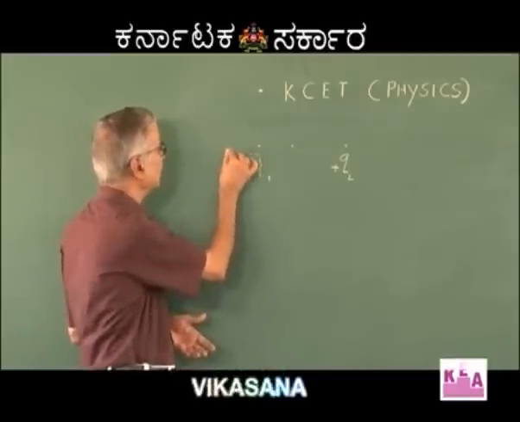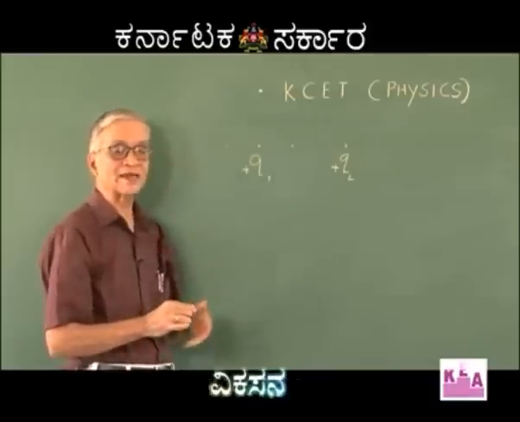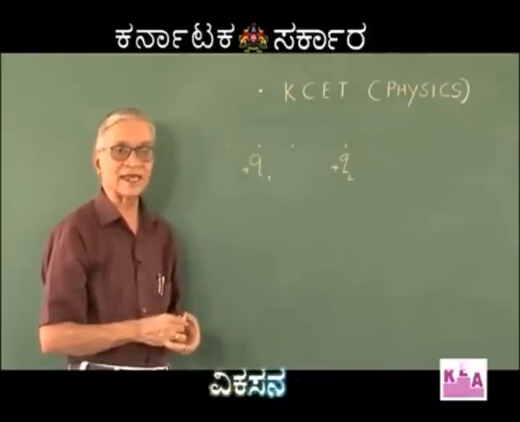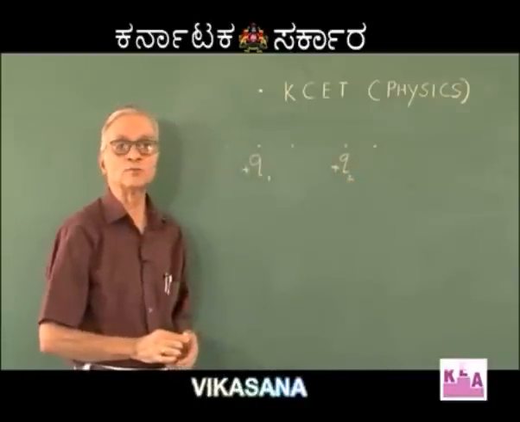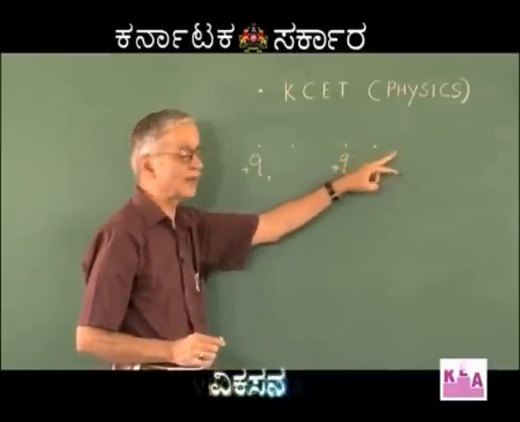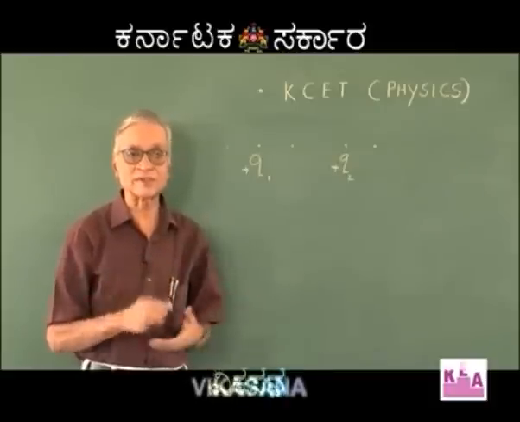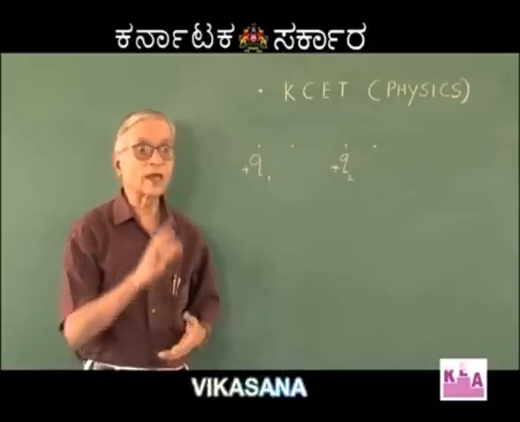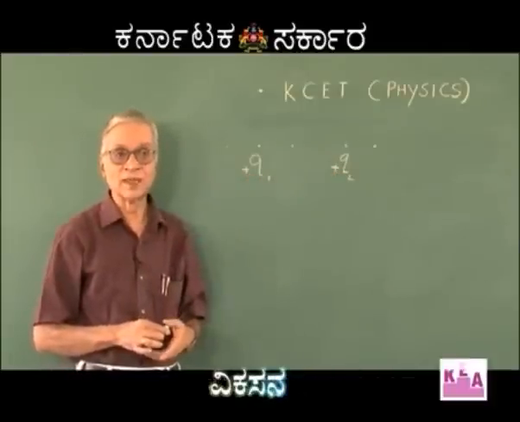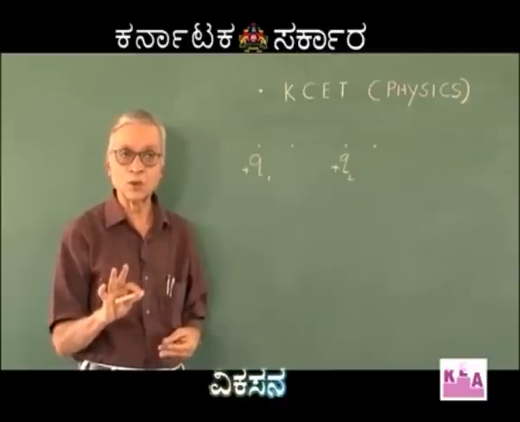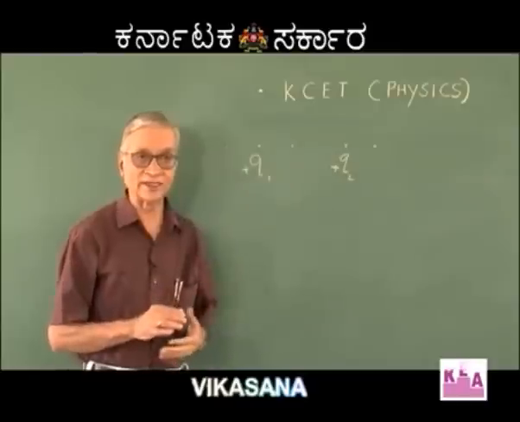If you consider a point to the left of Q1, Q1 will repel, Q2 will repel. Both are in the same direction. The resultant can never be 0. If you consider a point to the right of Q2, once again Q2 will repel, Q1 will also repel. The resultant intensity can never be 0. By this, we come to the conclusion that when the two charges are of the same nature, the electric intensity can be 0 only at a point between the two charges along the line joining them.